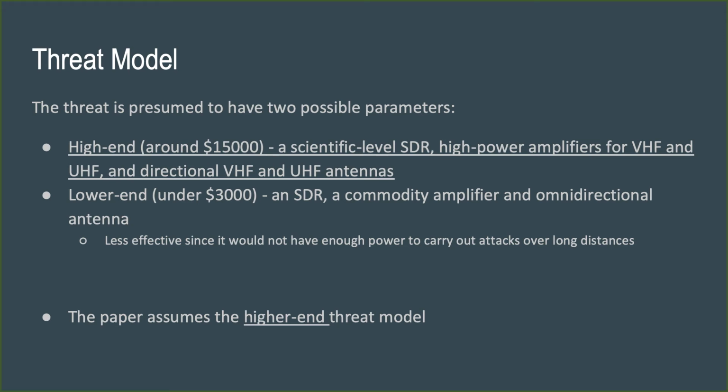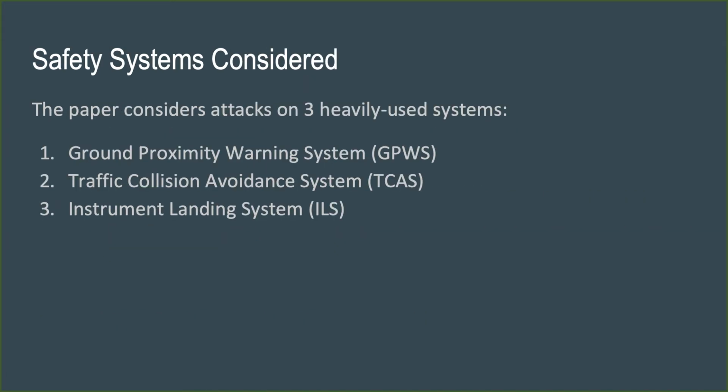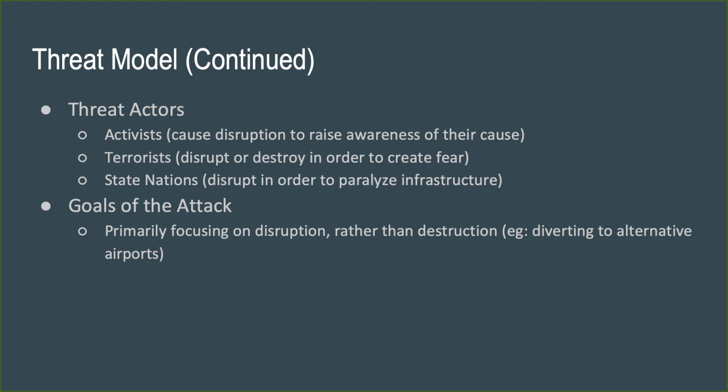To give an idea of the threat model being assumed here, there are lower-end threat models that can be used with even under $3,000 of regular software-defined radios and antennas. But in this case, we're going to assume a high-end range of around $15,000, and using this higher-end threat model, there are a few types of actors we can look at.